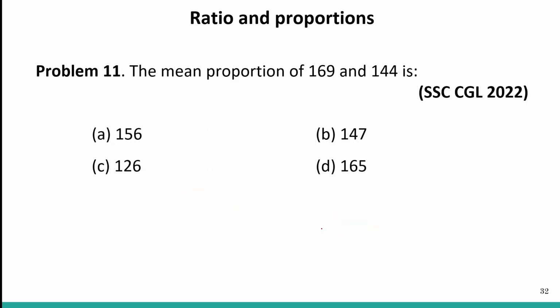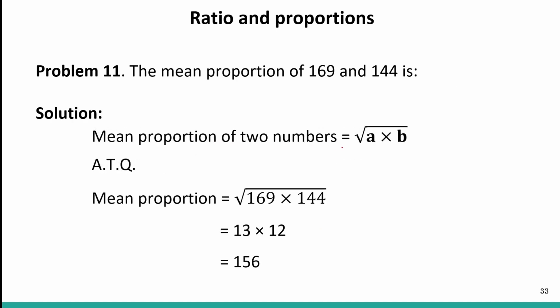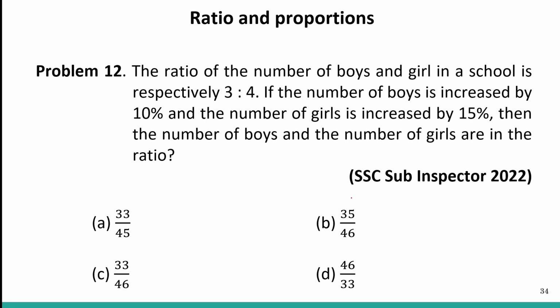So let's see problem number 11. The mean proportion of 169 and 144 is, mean proportion of two numbers is equal to square root of A into B. So 169 into 144 under the root is equal to what? 156. Okay, this is the answer. So the ratio of the number of boys and girls in a school is 3 is to 4. If the number of boys increased by 10% and the number of girls increased by 15%, then the number of boys and the girls are in ratio. Okay. So this question has been asked in SSC Sub Inspector 2022 paper.